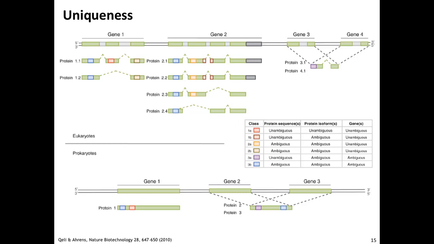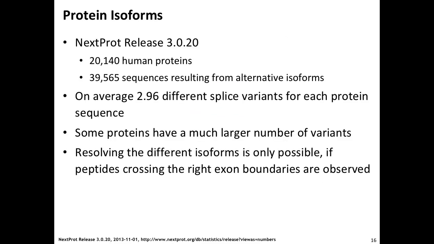So how often does that occur? Is that something that happens routinely that you need to deal with? Is that something that is rare? I gave you the numbers earlier. When you go into neXtProt and you search, that's probably the best resource we have right now for human protein isoforms at least. There are on average 2.96 different splice variants per protein. So splice variants do happen.